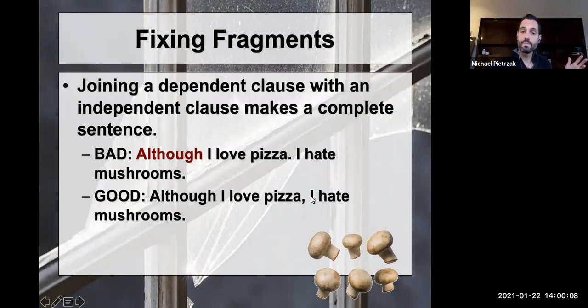How do we fix this? Just change the period to a comma. Now it's fixed, right? Because we had a complete sentence, or an independent clause, with a dependent clause, an incomplete sentence. If we join the two, hey, fixed automatically. That's the simplest way to fix the situation. So now we have, although I love pizza, I hate mushrooms. Boom, sentence fixed.